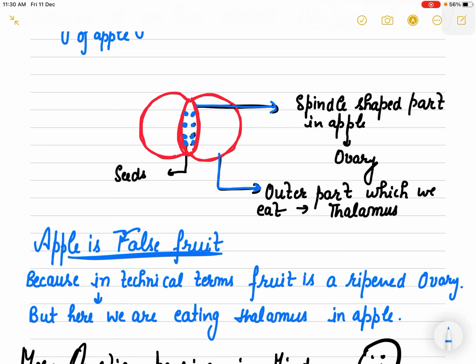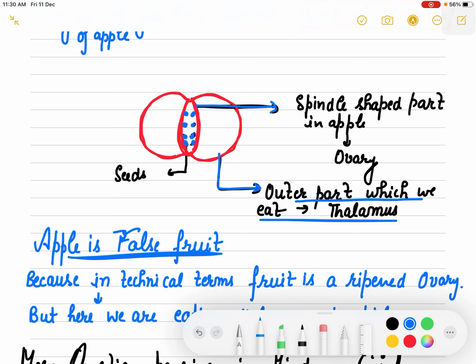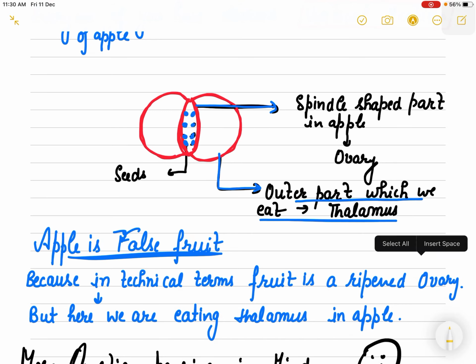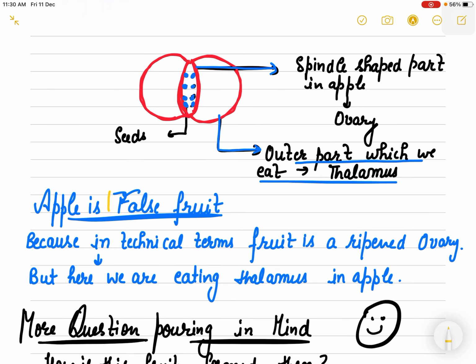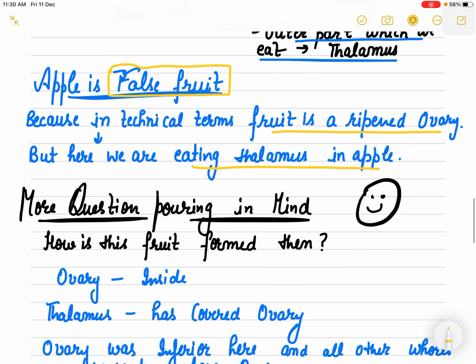Usually we say we eat the ovary, the fruits. Typical fruits are those where the ovary changes into fruit, but here the outer part which we eat is thalamus. In apple, the outer part which we eat is thalamus. It means apple is not a true fruit. It is a false fruit, because in the technical term, fruit is a ripened ovary. So other than the ovary, when another part of the flower is ripened, that is called not a true fruit.